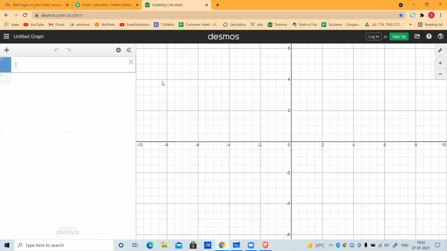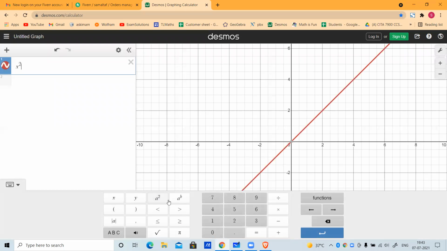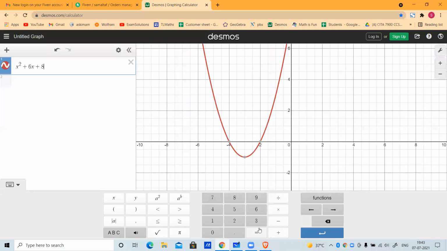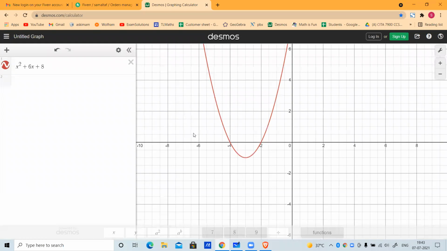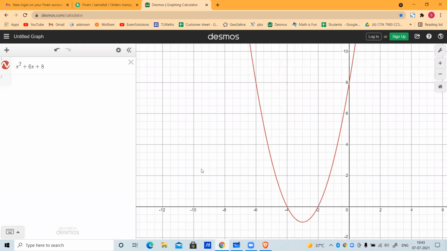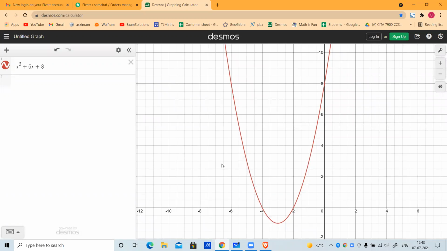x squared plus 6x plus 8 equals 0. We'll have to write just the equation, so I'm just doing it. So x squared plus 6x plus 8. So this is the equation. This is a parabola which is made by this x squared plus 6x plus 8.